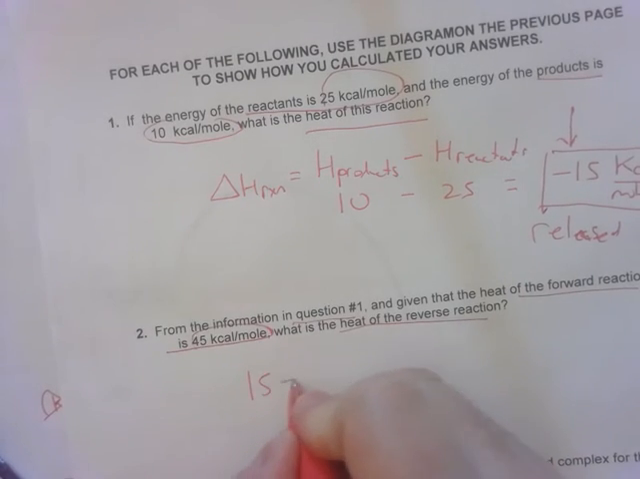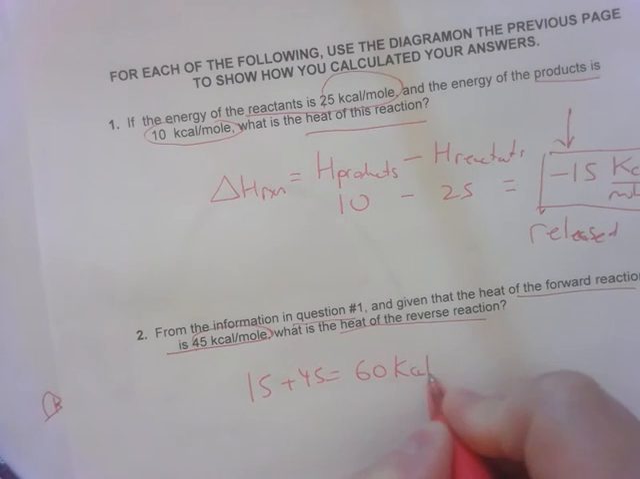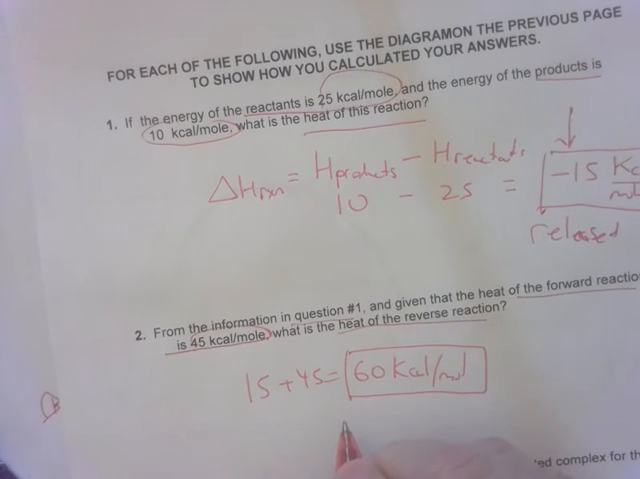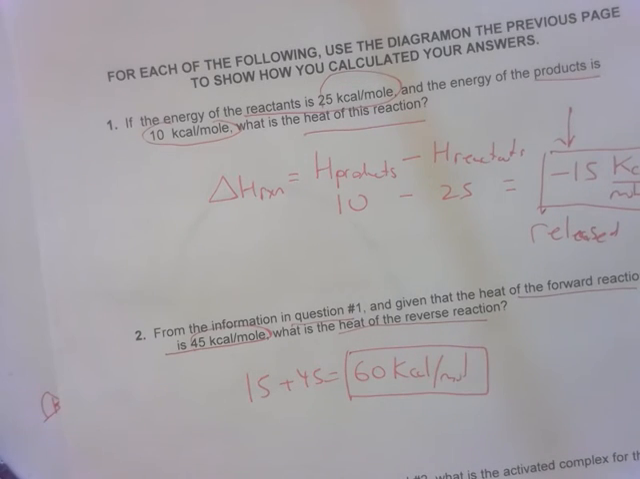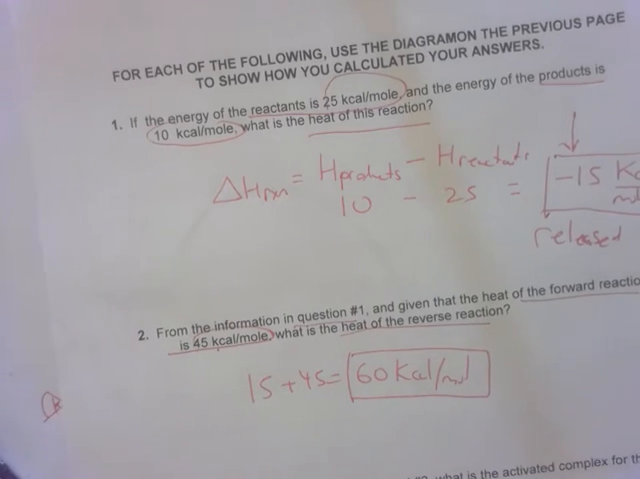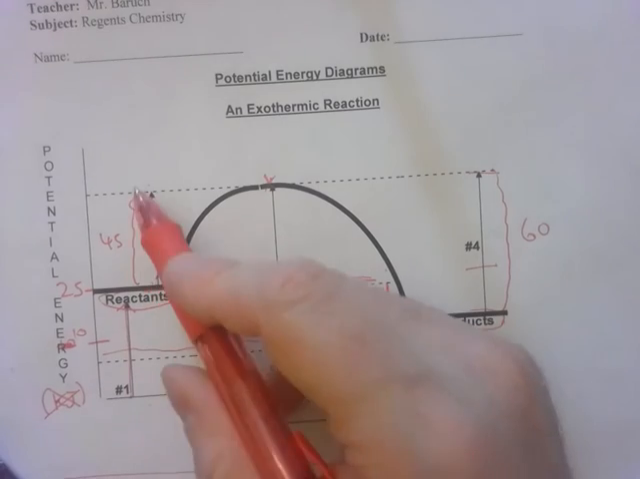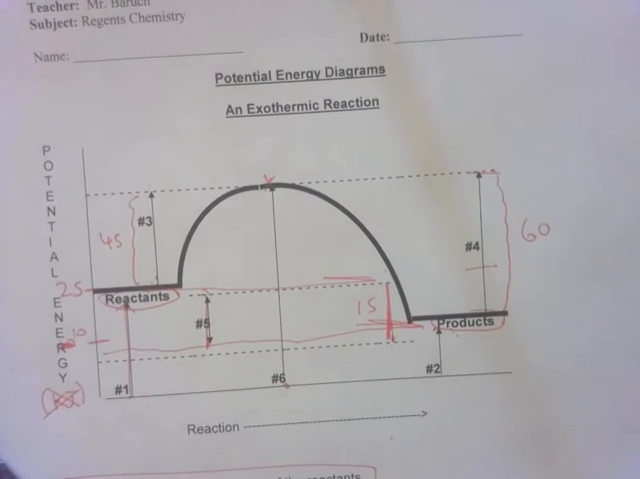So you'd simply write 15 plus 45 equals 60, and the units are 60 kilocalories per mole. That means it's going to take 60 units of energy to make this reaction go backwards. Notice that the forward activation energy was only 45, but then again, look at the arrows. This arrow is longer than this arrow, so that makes sense.